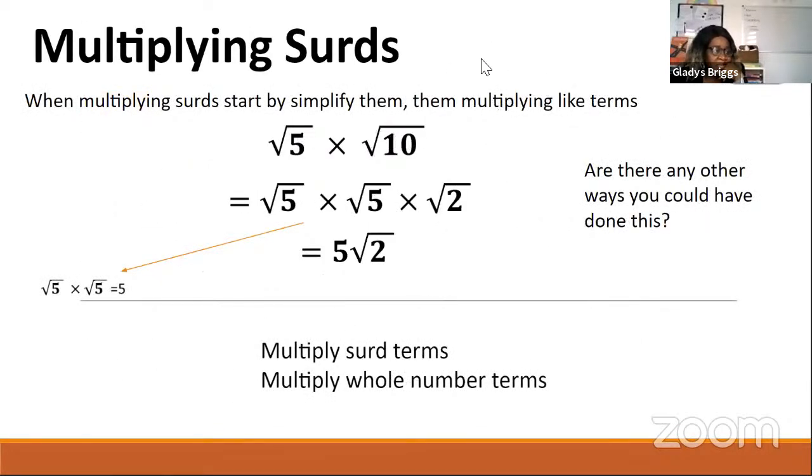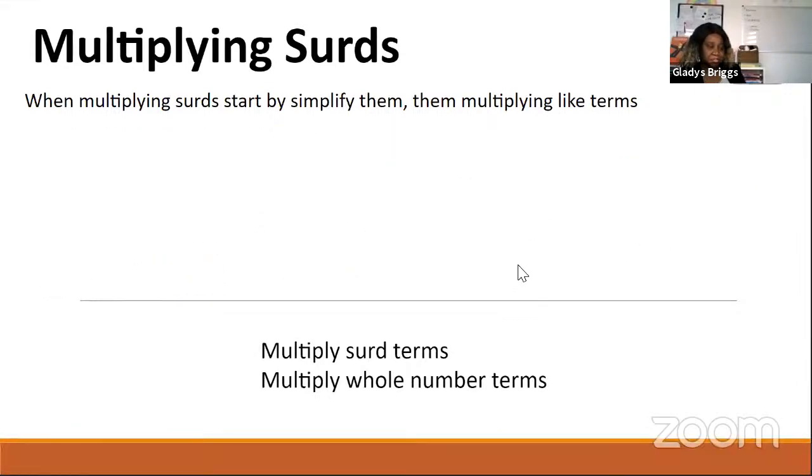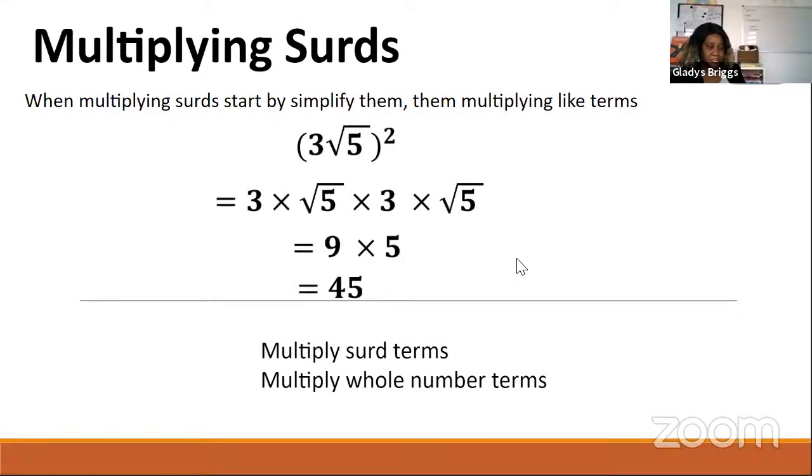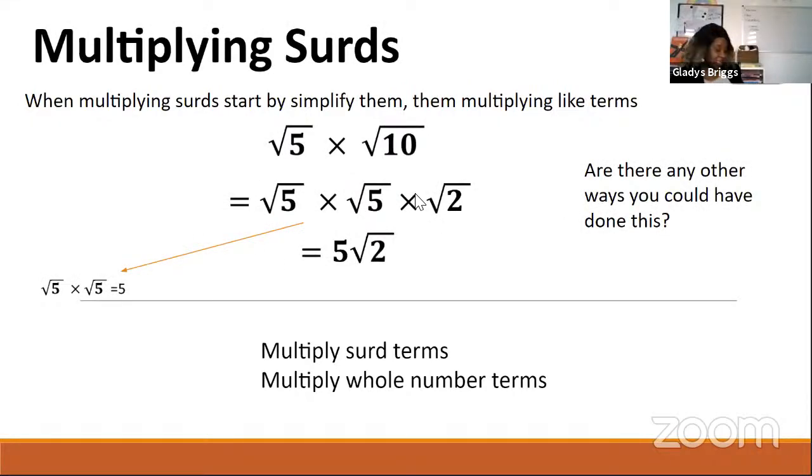Where are all my drawings? So let's have a look at multiplying surds. When multiplying surds, start by simplifying them, then multiply like terms, okay? You start by simplifying them, then you multiply like terms. So write this example down for me.